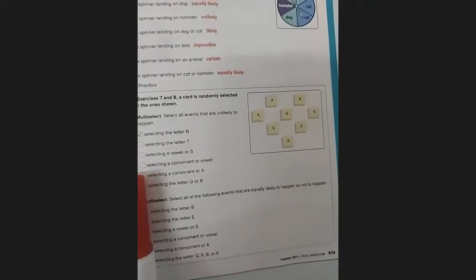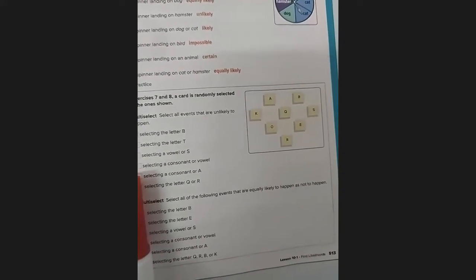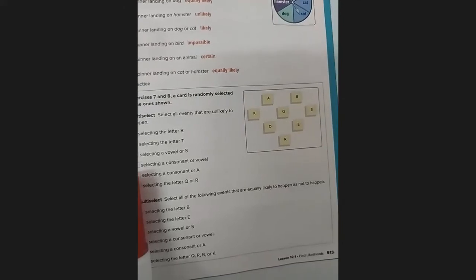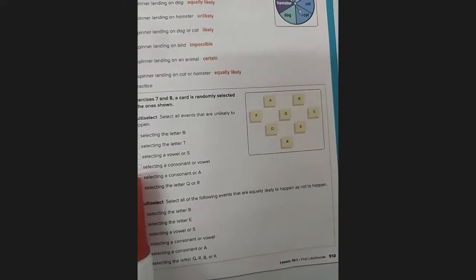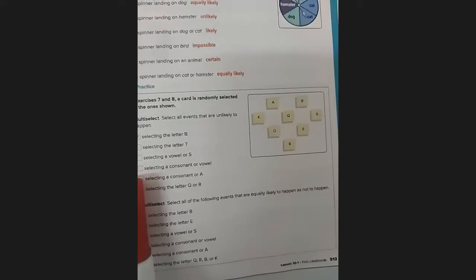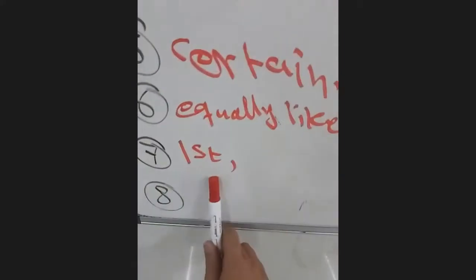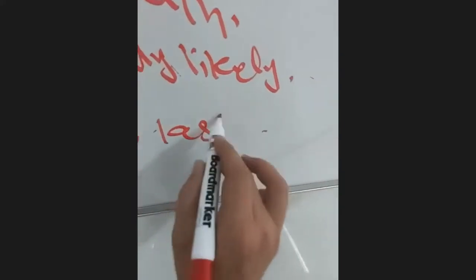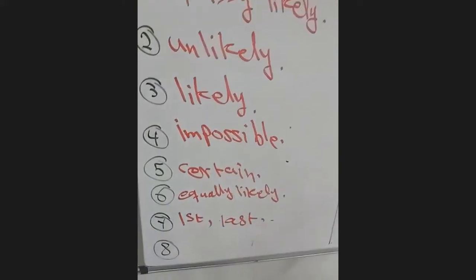The last one, read. Selecting the letter Q or R. How many Q or R do we have? 2 out of 8. Small chance, right? So it is unlikely. So in question 7, the only 2 events with unlikely chance are the first one and the last one. Check them both.